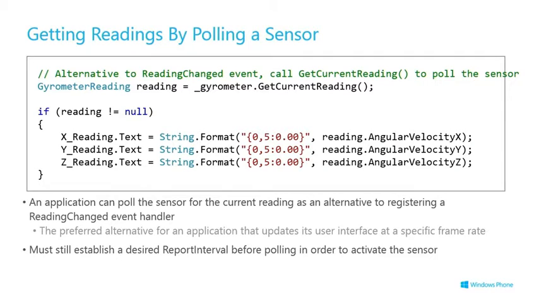This is the polling technique rather than using the event. So you can call get current reading as a one-shot thing, so you can actually poll, which is normally how games tend to work with sensors. They tend to have a polling model, so this would be more appropriate for gaming kind of solutions.